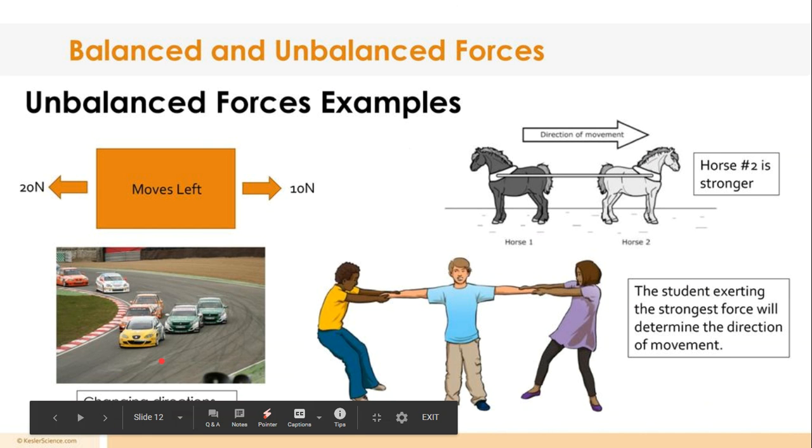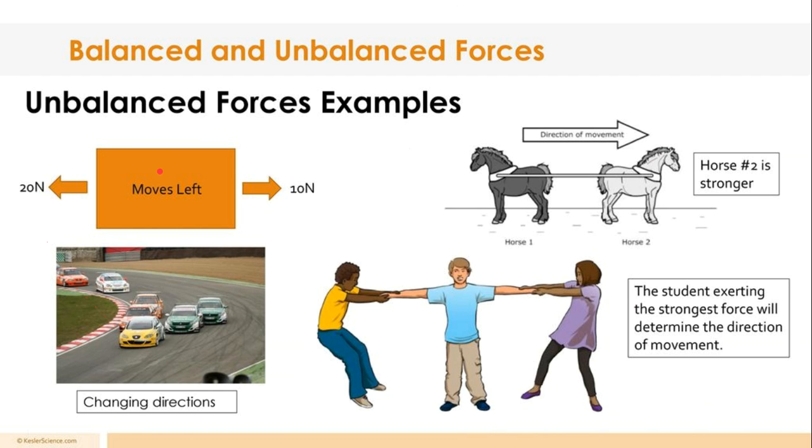Let us now see some examples of unbalanced forces. This is an object which is being pulled by 20 Newton force towards the west. It is being pulled by 10 Newton force towards east. Now, this object is going to move left, that is in the direction of higher force. And this is an example of an unbalanced force.